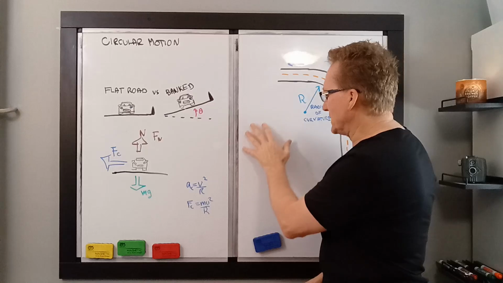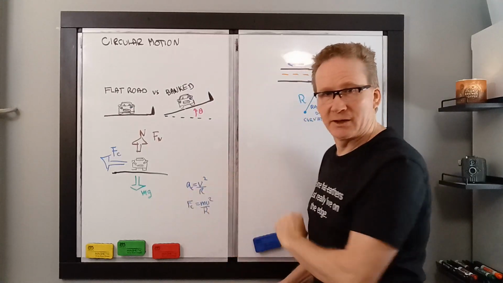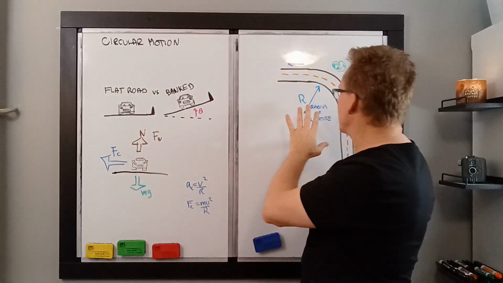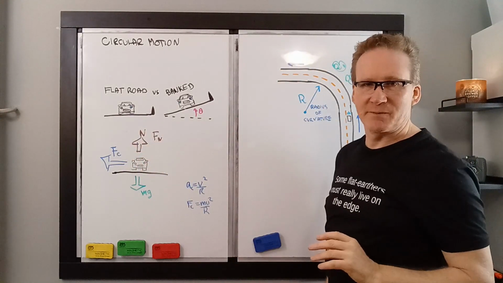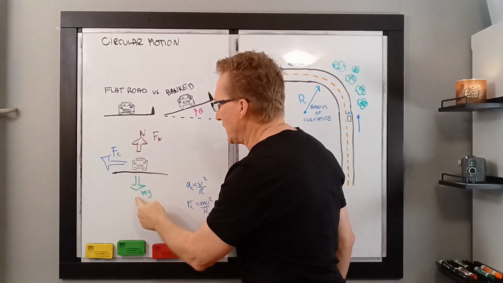I've erased these equations here for the centripetal acceleration and centripetal force, and I put them right down here. So they're handy for us to use in the future. And then I've redrawn here the flat road illustration of all the different forces that might be acting on this car. We obviously have the normal force going up, the force of gravity going down.